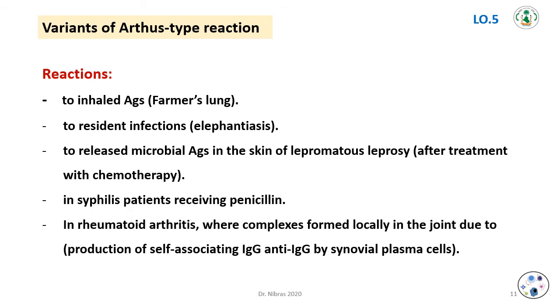Then, release of microbial antigen in the skin of lepromatous leprosy after treatment with chemotherapy, in syphilis patients receiving penicillin, and in rheumatoid arthritis, where complexes form locally in the joints due to production of self-associating IgG anti-IgG by synovial plasma cells.